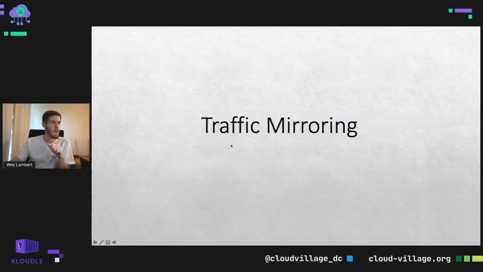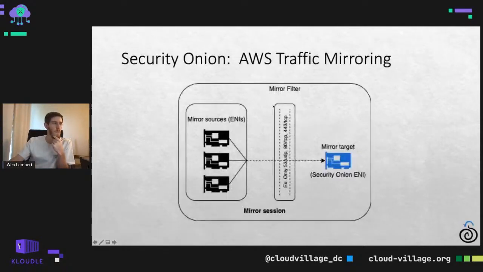Now let's talk a little bit about traffic mirroring itself in the cloud and how that might occur. So with AWS, traffic mirroring kind of happens like this, right? We have these mirror sources, which are going to be these elastic network interfaces, and these are essentially those instances. They're Nitro-based instances in AWS.